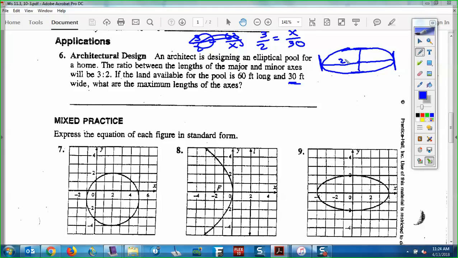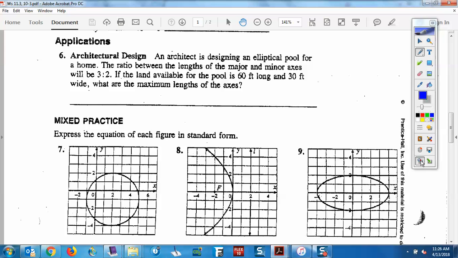So remember, this A would be 22.5 then, and this would be 15, right? So the idea is the maximum is available. If this was going to be 60 and it was going to be a 3:2 ratio, then that would have been 40, and that wasn't enough space. Okay, so that's it. The major axis would be 45 feet, and then 30 feet for the minor. Okay? All right, what else?